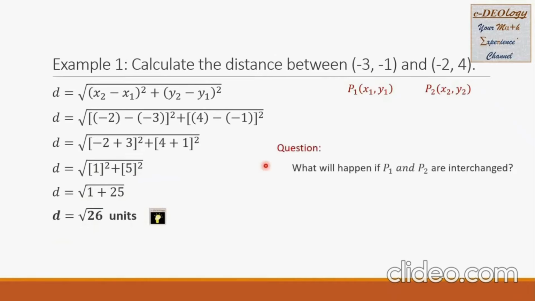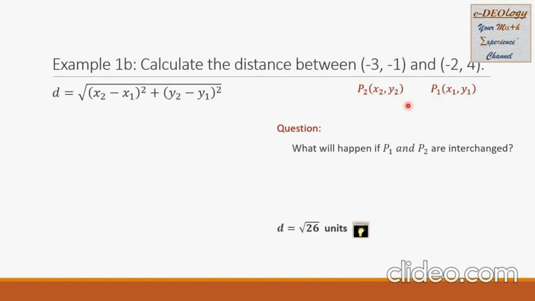There is a question here. What will happen if the P sub 1 and P sub 2 are interchanged? It means, can we use the first point to be P sub 2 and the second point to be P sub 1? Let us solve that one.